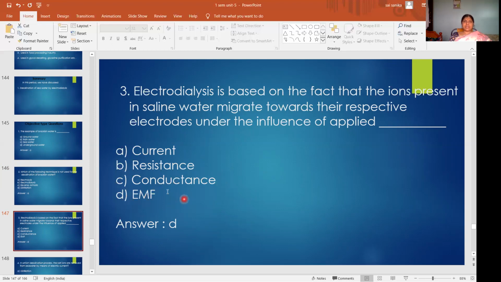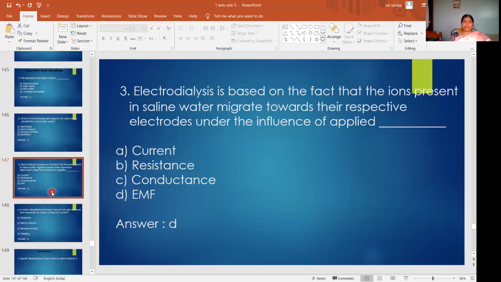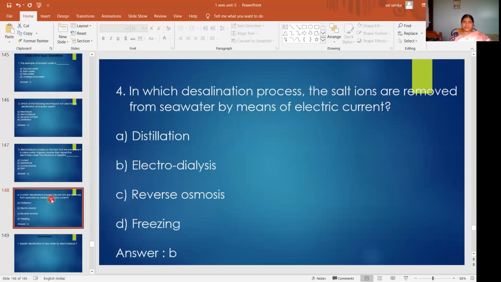So what is the answer? Electromotive force, that is D, the electric potential difference. EMF is the potential difference which causes the flow of electrons from the electrode having higher potential to the electrode having lower potential. So under the EMF only, ions move towards their respective electrodes. So the answer is D. Then come to the next question.